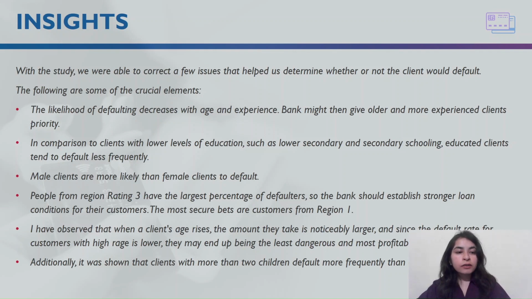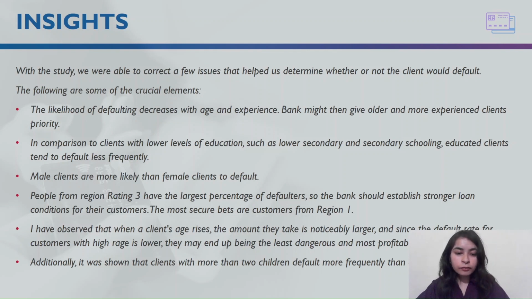First is the likelihood of defaulting decreases with the age and experience. Obviously, as we can clearly see from the graph, that as the age or experience in employment increases, their defaulting percentage also went down. Second was, in comparison to clients with a lower level of education such as lower secondary schooling, educated clients tend to default less frequently. That also we have seen. Male female comparison, we have seen that females are less inclined to default in the payment. People from region rating 3 have the largest percentage, right?